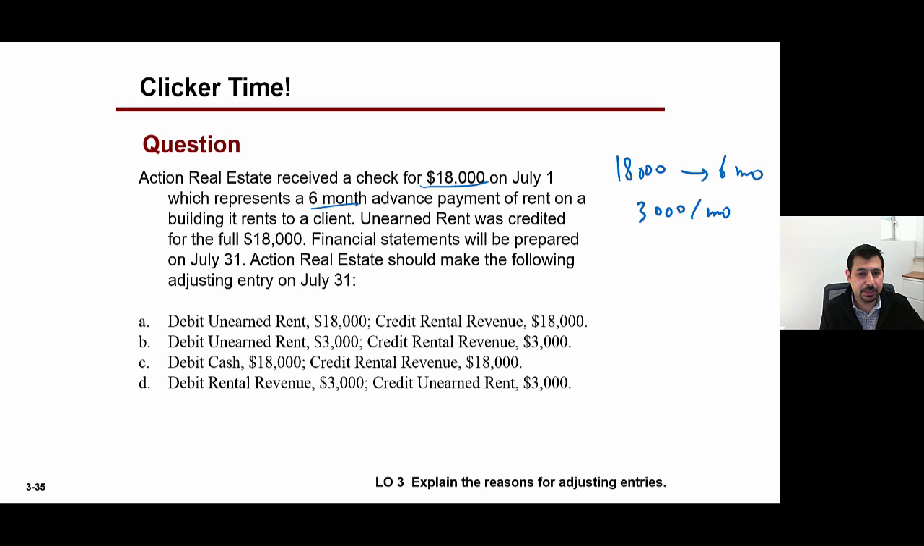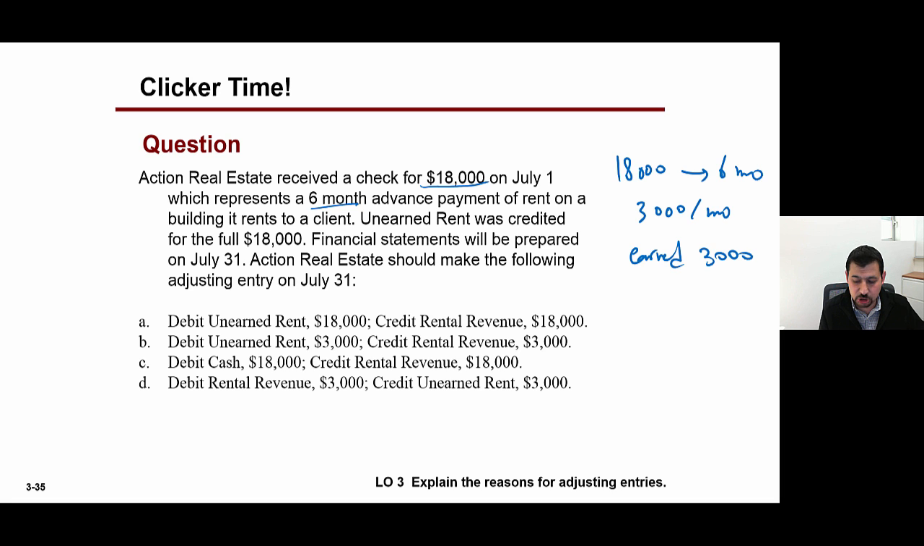Now remember here that the company is renting this building to its client. Basically, they earned $3,000 for that month. How do they make the journal entry? Their liability, unearned rent, has decreased by $3,000, because they earned $3,000 of it.